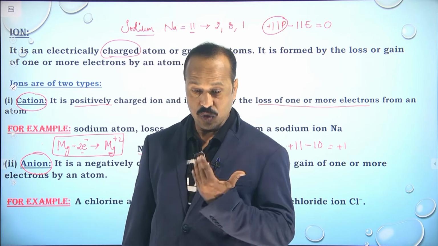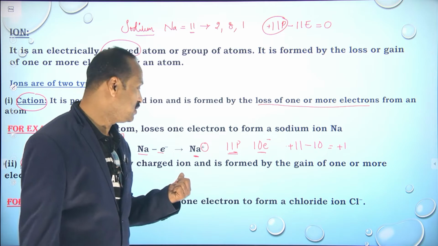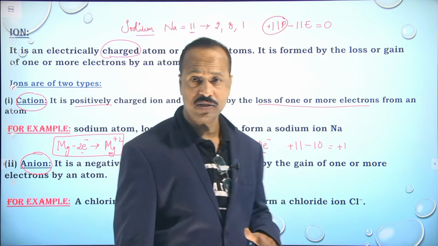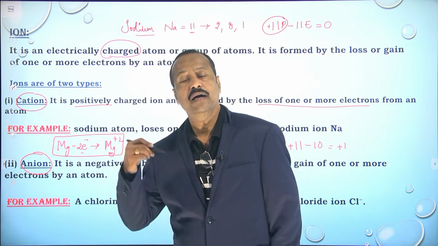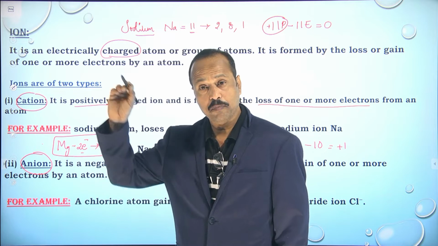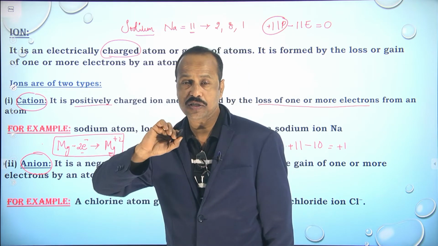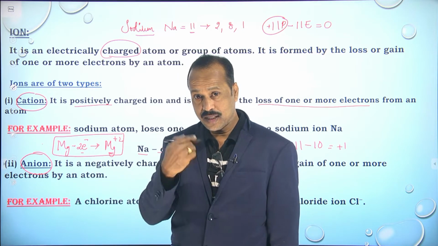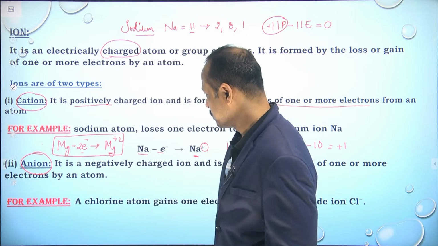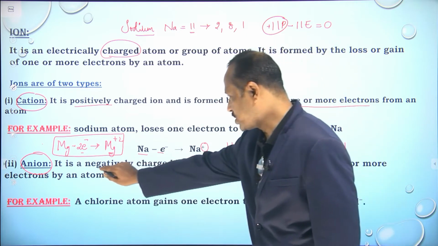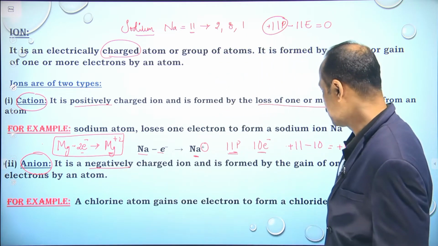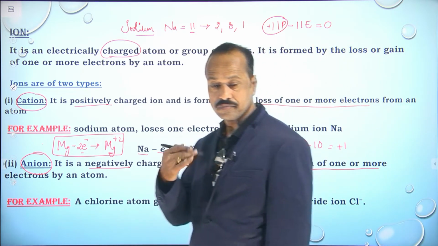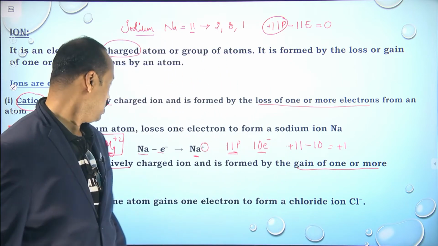Right. Now, how does the positively charged ion form? Similarly, a negatively charged ion also will form. If there is a positively charged ion, there should be a negatively charged ion also, and the negatively charged ion is exactly opposite to the positive. So the positively charged ion forms by losing electrons. But how will the negative one form? By gaining electrons, meaning by taking electrons. Here it is a negatively charged ion. Anion means what? Negatively charged ion, and is formed by gain of one or more electrons. Gain means taking one or more electrons.